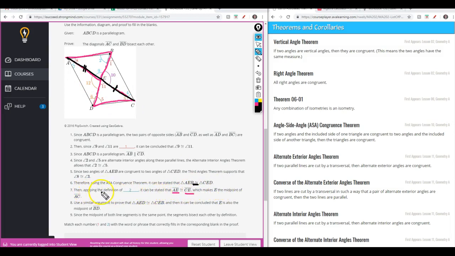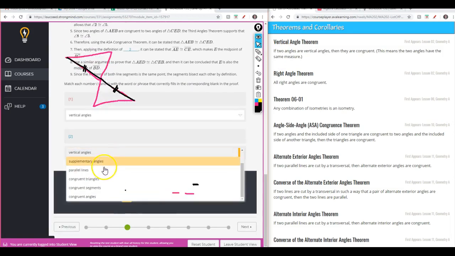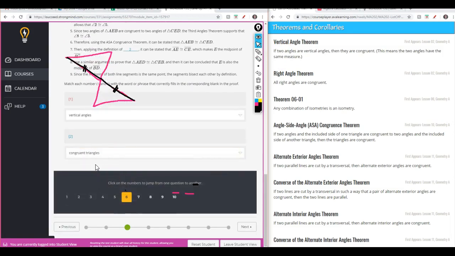So if you apply the definition of congruent triangles, because that's what we just stated they were, we just stated they were congruent, we would apply the definition of congruent triangles to state that these two sides are congruent because they are corresponding parts in that triangle. So this blank 2 would be congruent triangles.